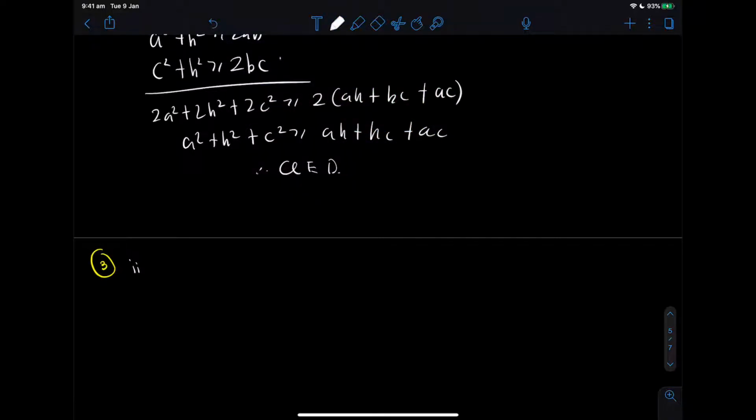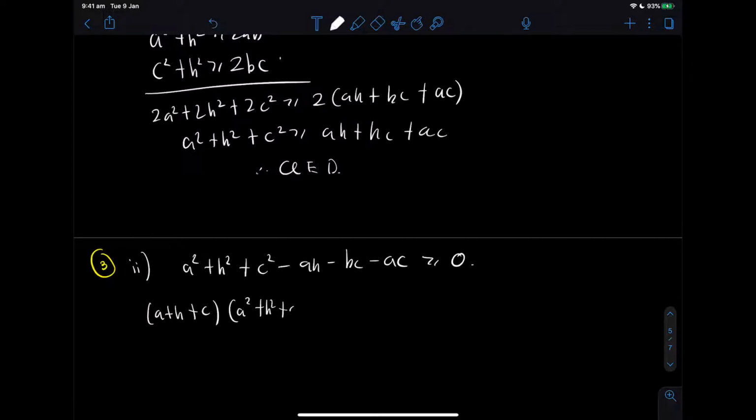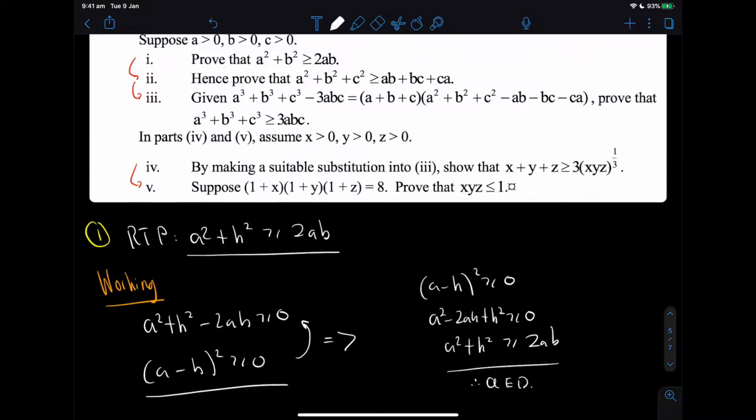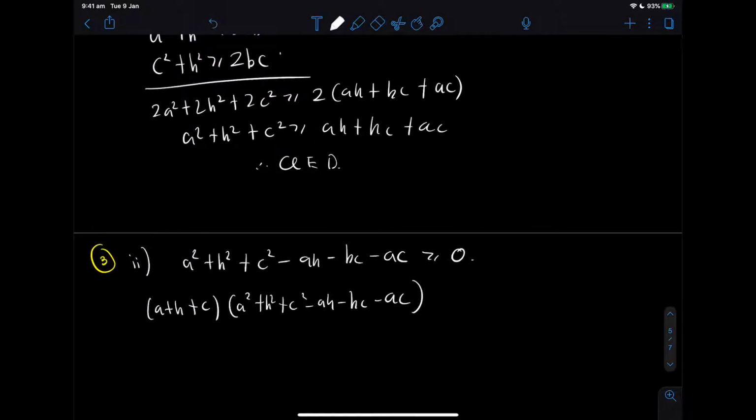we're going to write out what we got in part 2, which was that a squared plus b squared plus c squared minus ab minus bc minus ac is greater than or equal to 0, which is a given fact since it's from part 2, and what they gave us, which was the result that a plus b plus c times this whole thing, a squared plus b squared plus c squared minus ab minus bc minus ac, this whole thing is equal to a cubed plus b cubed plus c cubed minus 3abc.